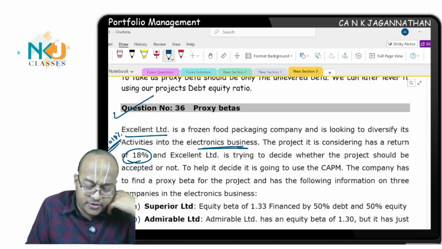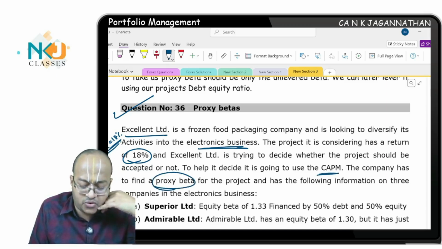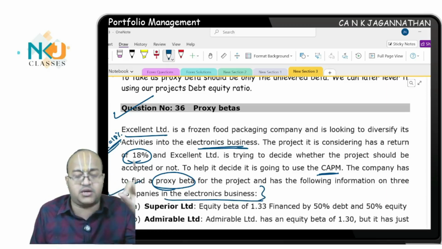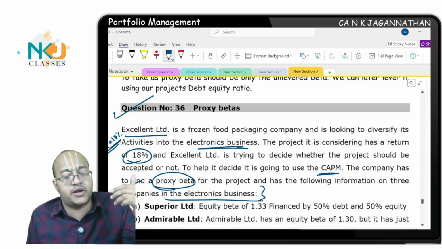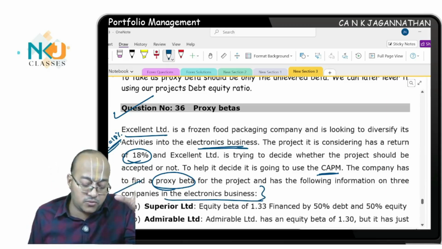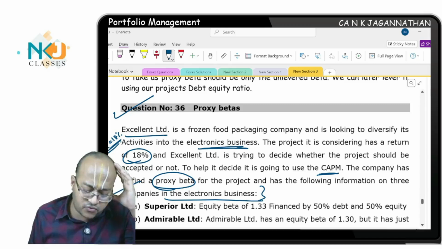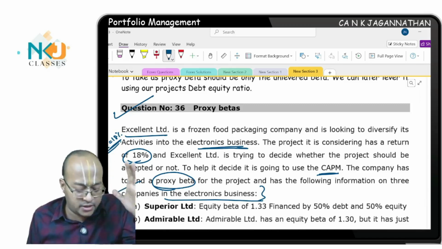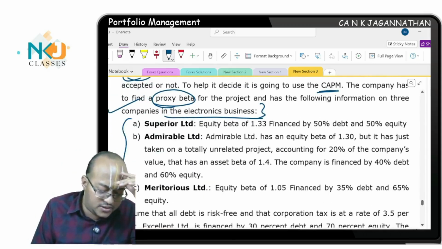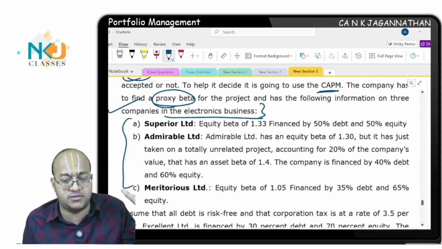Excellent Limited is trying to decide whether the project should be accepted or not. To help it decide, it is going to use the CAPM approach. The company has to find a proxy beta for the project and has the following information on 3 companies in the electronic business. Are you understanding? So this company is entering into a new area. It is trying to diversify. Now it wants to enter into the electronic business, so a proxy beta has to be taken, and they have given 3 similar companies which are into electronic businesses. Are you listening?